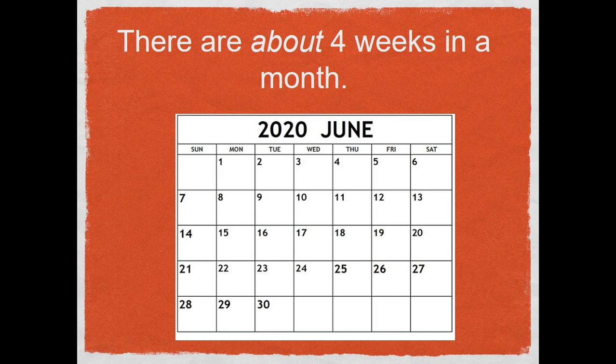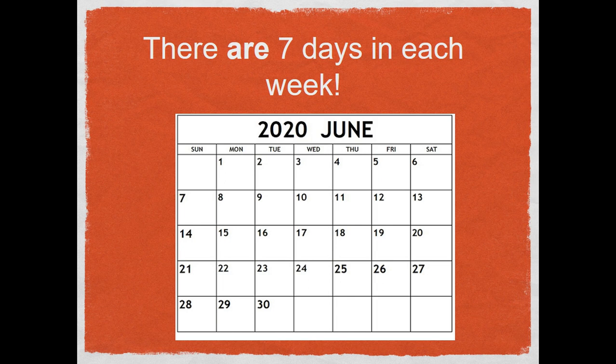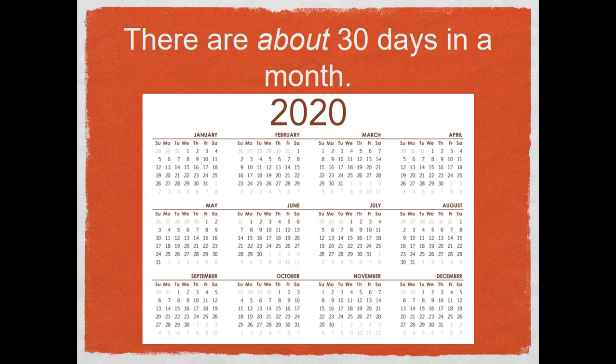In each month, there are about 4 weeks. Okay, so most months have 4 weeks depending on the number of days. And there are 7 days in each week, and obviously we know what the days of the week are: Sunday, Monday, Tuesday, Wednesday, Thursday, Friday, and Saturday.